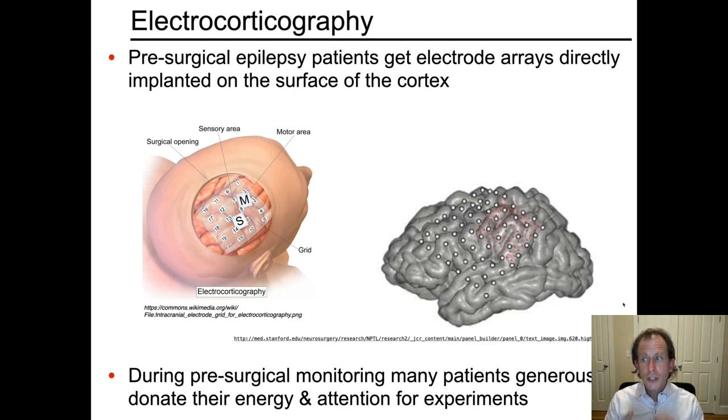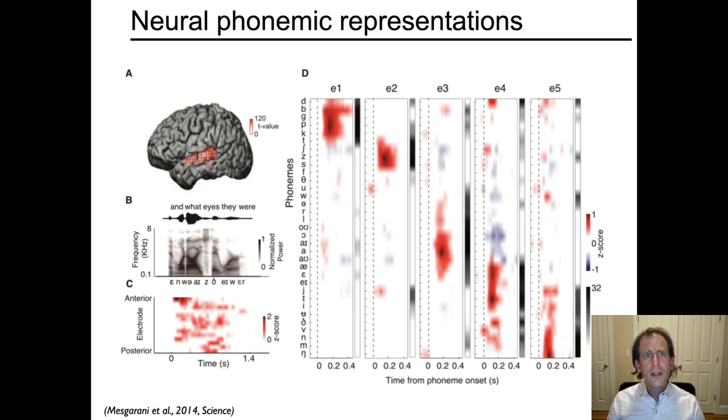And during the pre-surgical monitoring, many patients will generously donate their energy and time and attention to participate in all sorts of cognitive science, psycholinguistics, neuroscience experiments. And one of the really remarkable successful studies in the area of language using these electrocorticography results found evidence for what we might call neural phonemic representations.